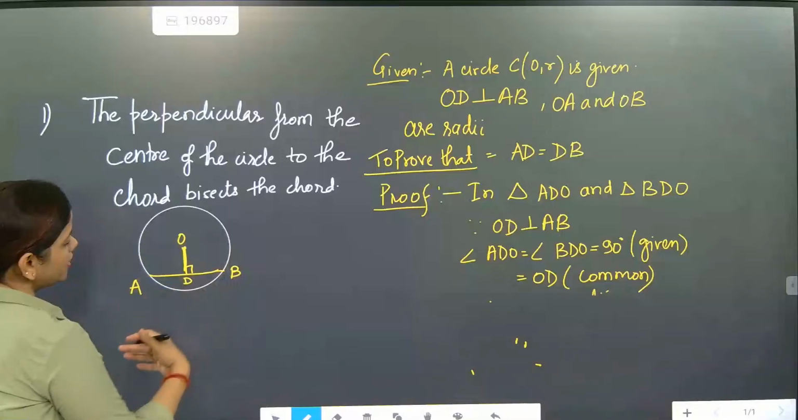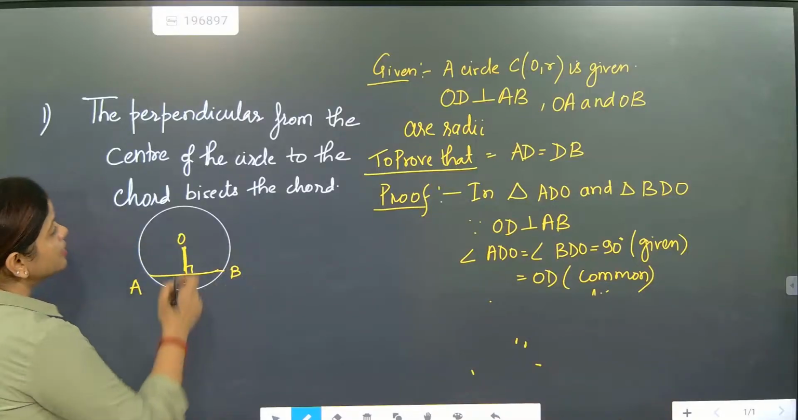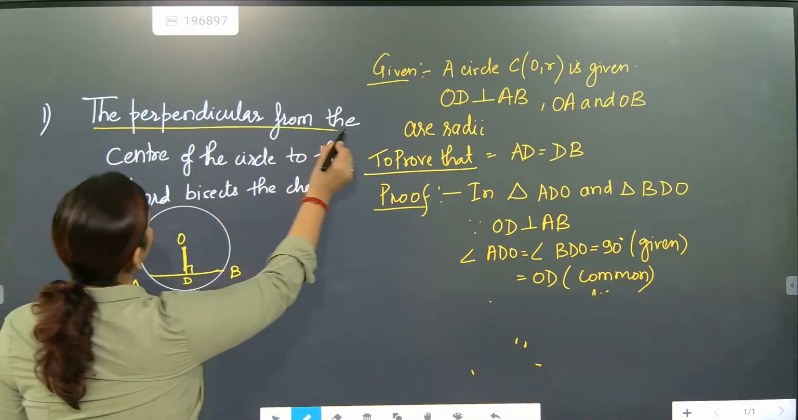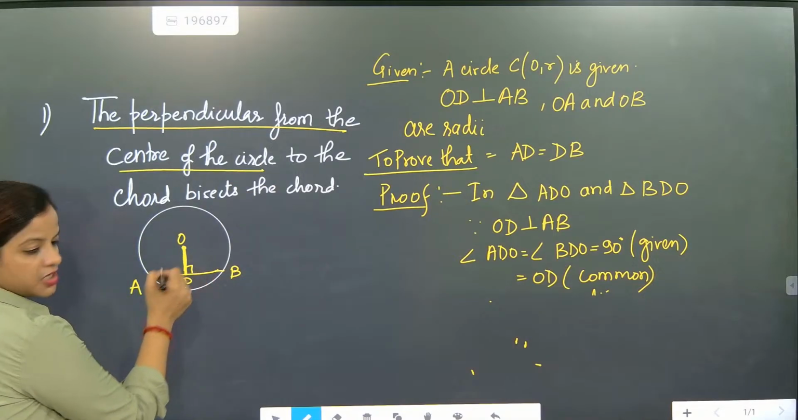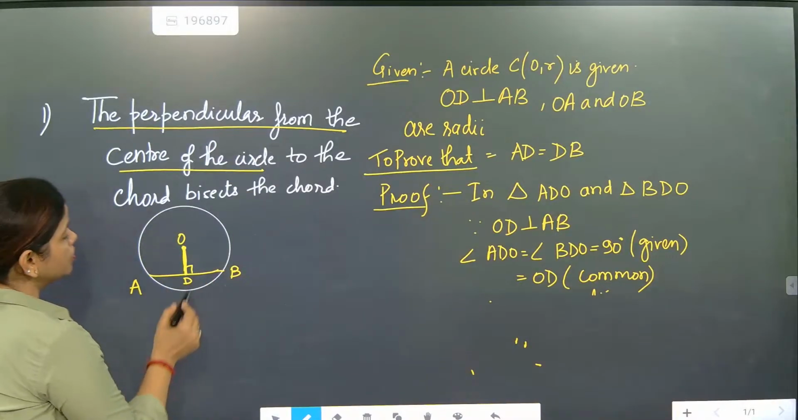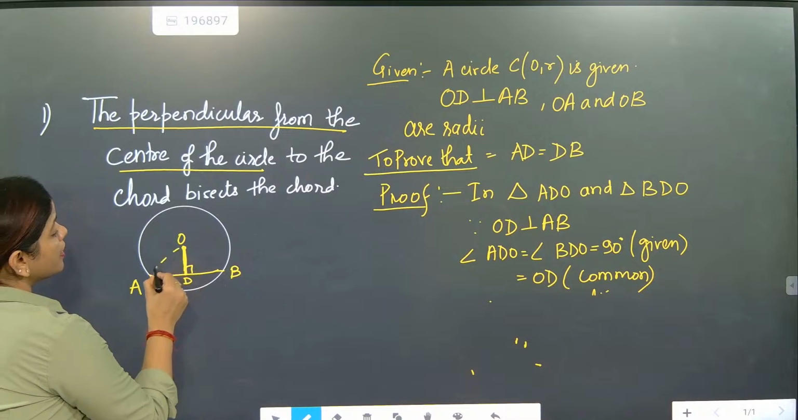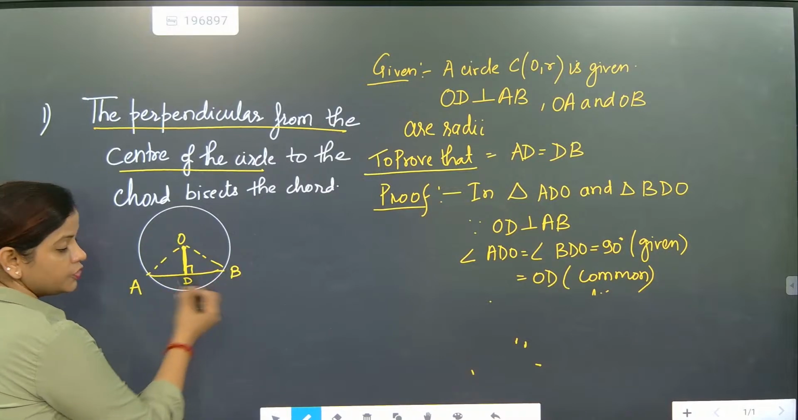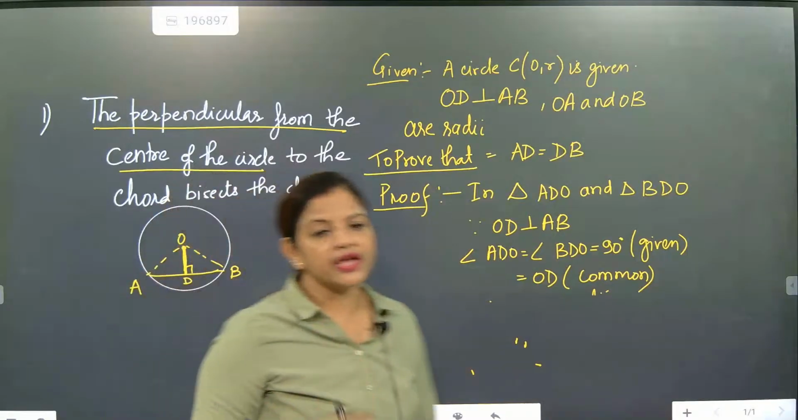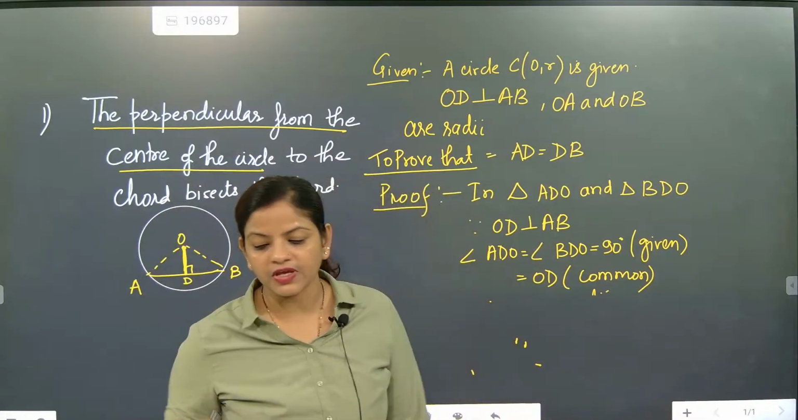So when you are drawing a perpendicular line OD, they are telling that the perpendicular from the center of the circle to the chord, understood, is bisecting the chord. So what you have to prove here is AD is equal to DB. This is something we need to prove.